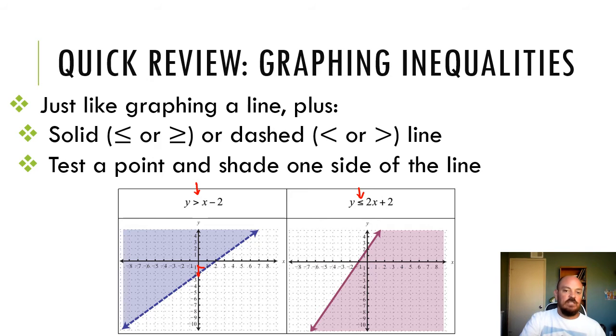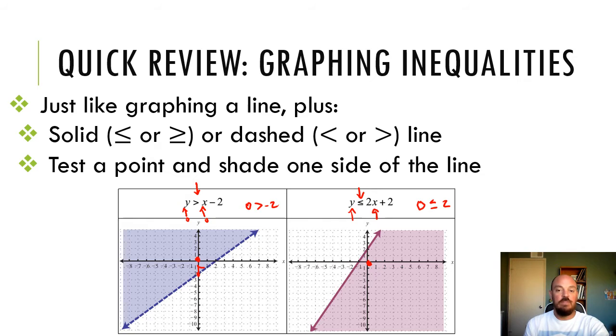Like I told you guys when we did this section earlier, I always like to test the point 0, 0. If I plug in 0 here and here, I get 0 is greater than -2, which is true, and that's why I shaded where the 0, 0 is. Same thing over here. If I test the point 0, 0, I put a 0 here, I put a 0 here, I get 0 is less than or equal to 2. That's also true, so I shaded the side where the 0, 0 is. And remember, you don't have to test the point 0, 0. I just like to because it's easiest for substitutions. But that was our very quick review on graphing inequalities.